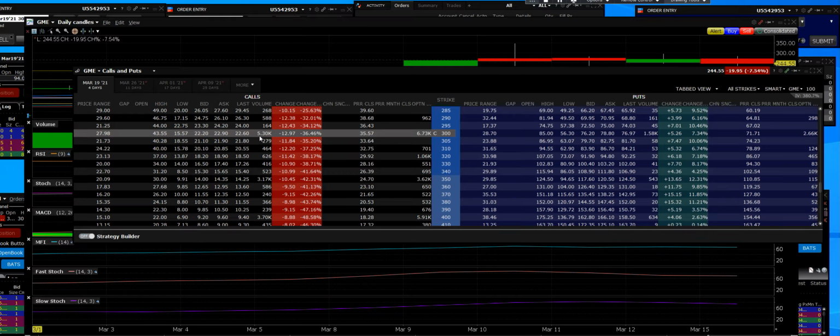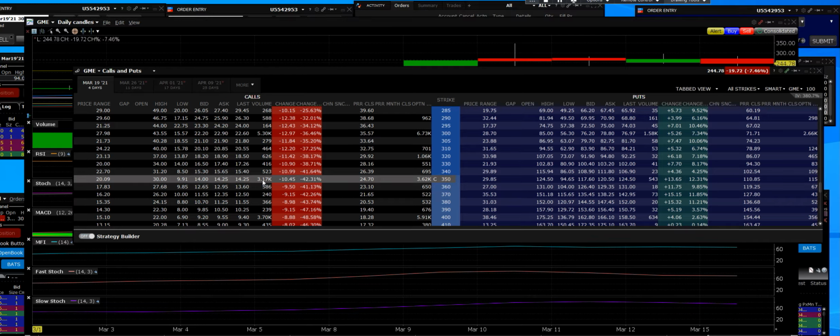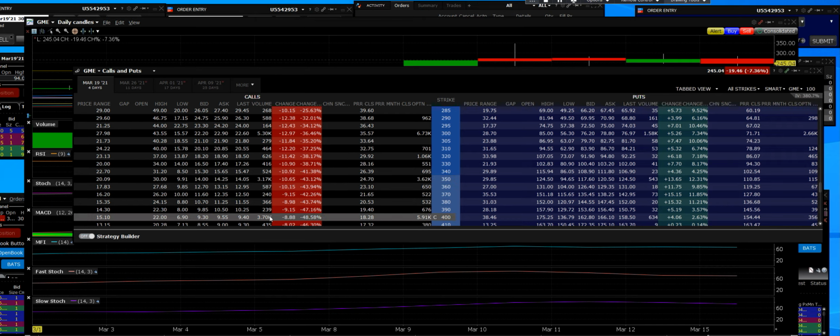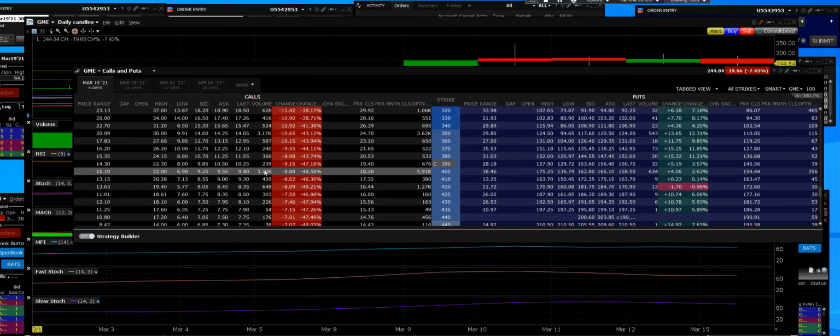They bought 5,300 contracts on the $300 strike. Oh yeah, they did. They bought 3,100 contracts. There you can see it. The $350 strike, 3,700 contracts bought at the $400 strike. Oh yes, that's right. And that expires in 4 days from now, as it does.